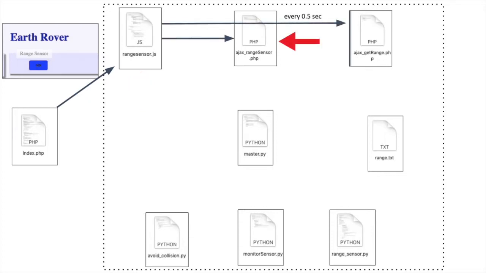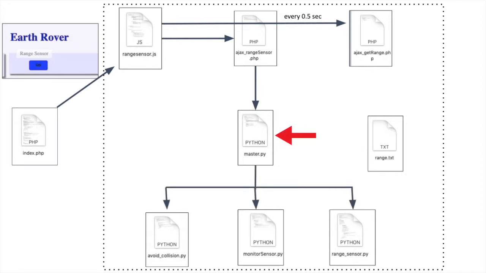The first PHP file is responsible for passing the on-off command to a Python file, master.py. Upon receiving the on command, this file simultaneously executes and runs three Python files in the background. Out of these three Python files, range_sensor.py is responsible for calculating the distance from an object. After calculating the distance, this file writes the distance value to a text file, range.txt, and it does this task 4 times in a second.